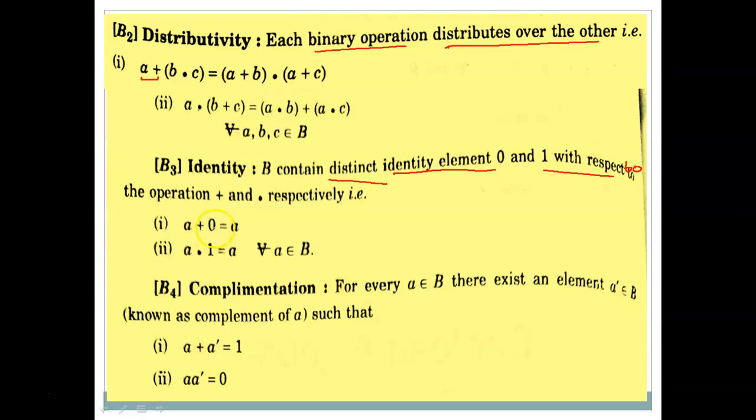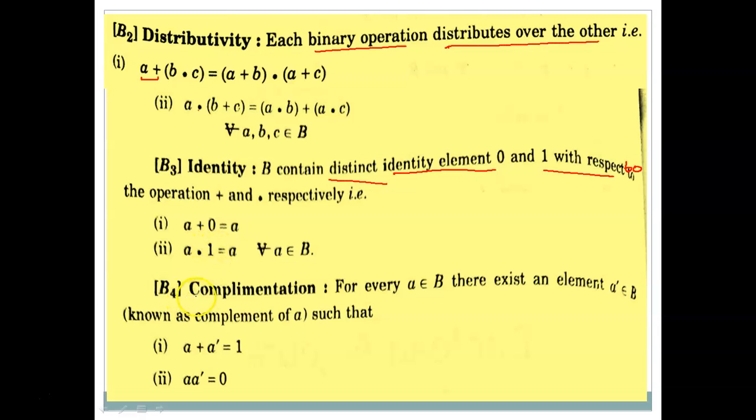And similarly, 0 means not the number 0. It is denoting the identity element with respect to this operation, and this 1 is denoting the identity element with respect to this operation. So these are the standard notation, in fact, not the number 0 and 1. So you should keep in mind this fact. It is a very important point here.